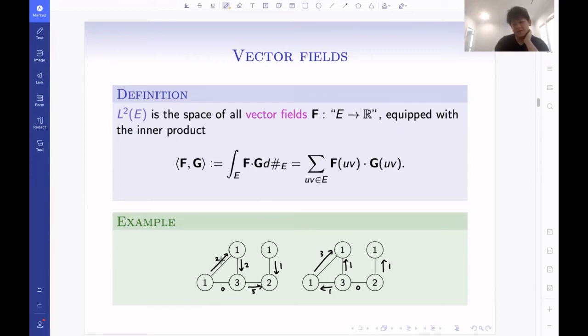This is a vector of length 2 pointing from this vertex towards this vertex. And if I take the dot product, 2 and 3, I should get a 6. 2 and 1, but notice they're in opposite directions, so I should subtract their product. So I should write -2. 0 and 1 is 0. 5 and 0 is 0. 1 and 1, again in opposite directions, is -1. So 3 is the inner product between f and g, which was the integral of f dot g with respect to the counting measure over all edges.